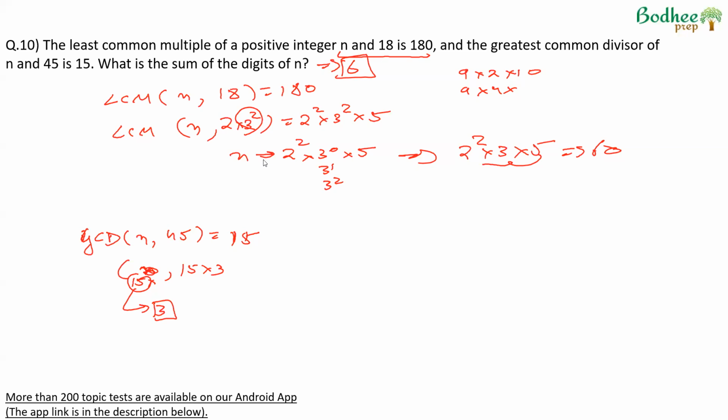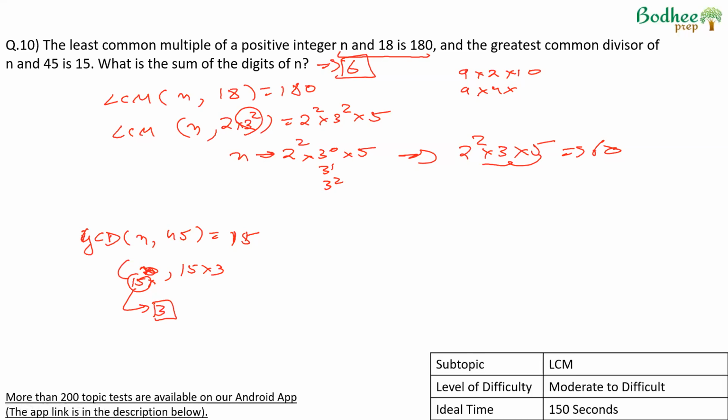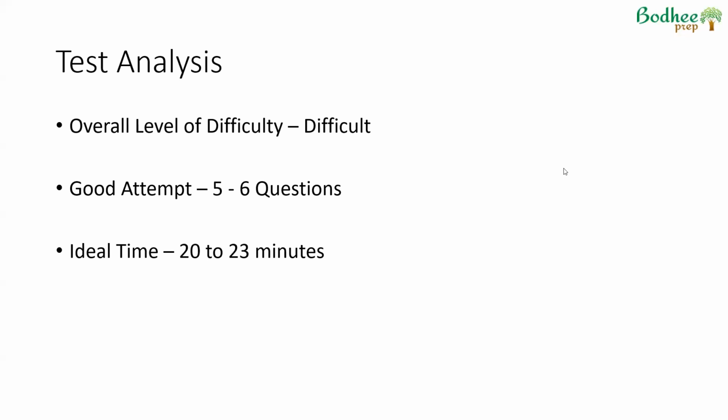Now, in terms of level of difficulty, I would say this is a moderate to difficult question. It might take some time to figure out what values we are looking at. 2.5 minutes should be good enough otherwise. So overall, I'm calling it a difficult test. And as I said, 5 to 6 questions would be a good attempt. When I say the ideal time is 20 to 23 minutes, it is when we do not sit down and get lost with questions like question number 9.